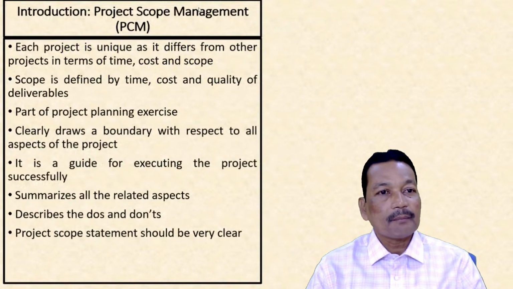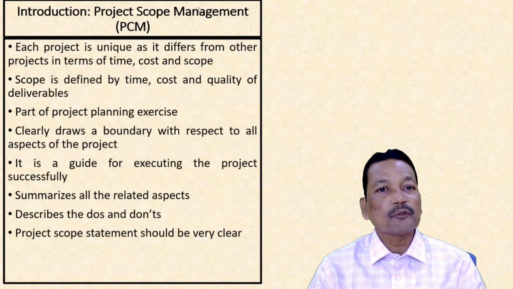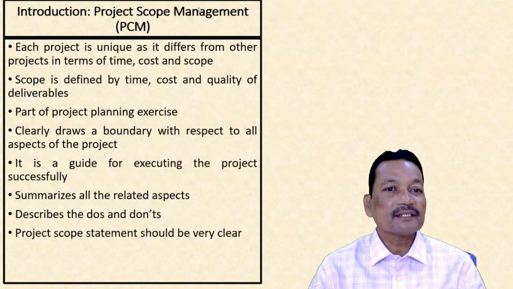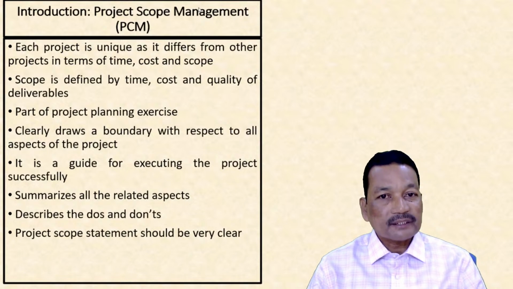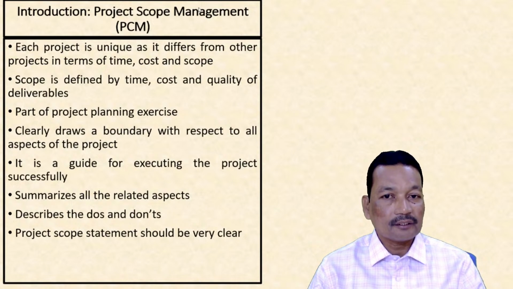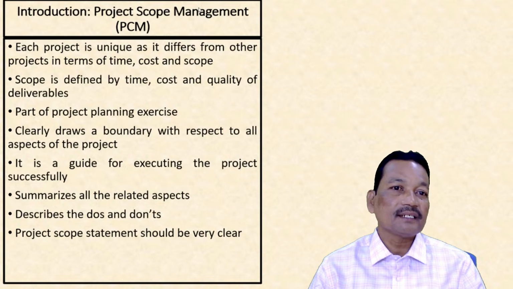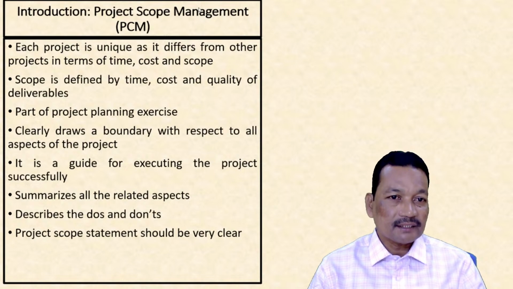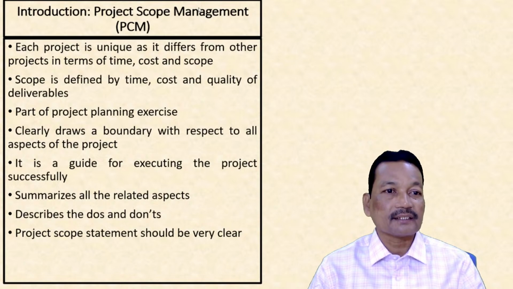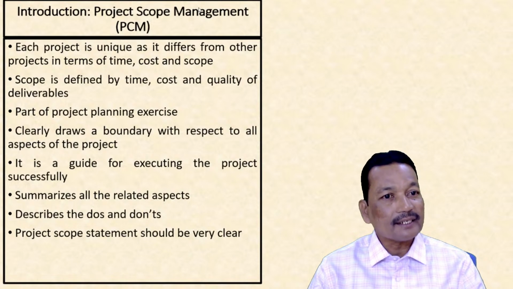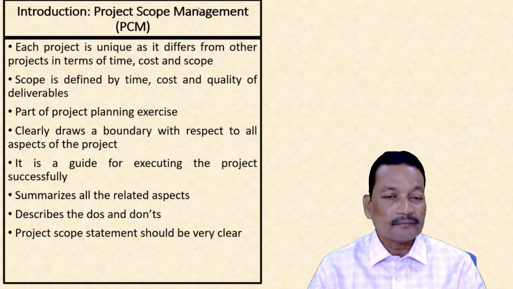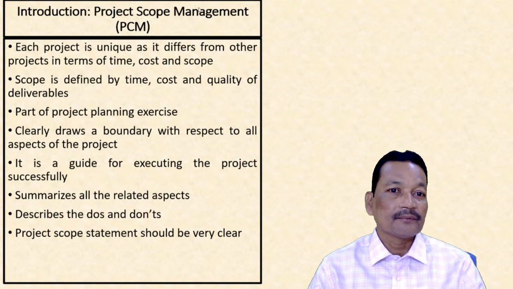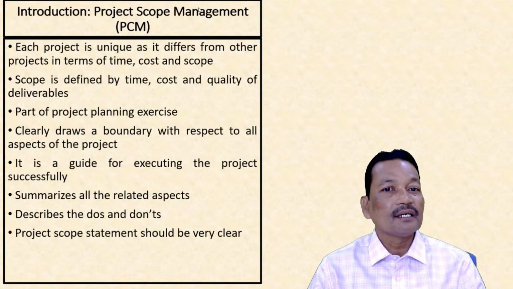Now let us have an introduction to what we mean by project scope management, or in short form PSM. As we have seen in the first module or block 1, the basic characteristic of a project is that it is unique in nature. Why is it unique? It differs from other projects, maybe of dissimilar kind or of similar kind, in terms of the time taken to complete it, the cost associated with completion of the project, and the scope that it encompasses.